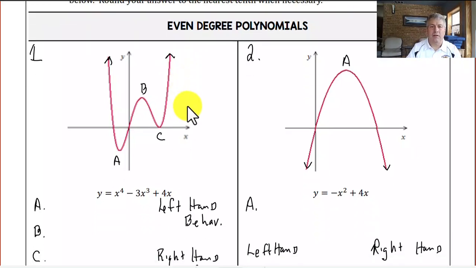So let's take a look at sample 1 here. We have this polynomial x to the fourth minus 3x cubed plus 4x. And let's find and explore the maximum and minimums here and find those values. And then let's talk about the left-hand behavior, meaning what happens as x approaches negative infinity, and what happens to our function with right-hand behavior, what happens to our function as x approaches positive infinity.